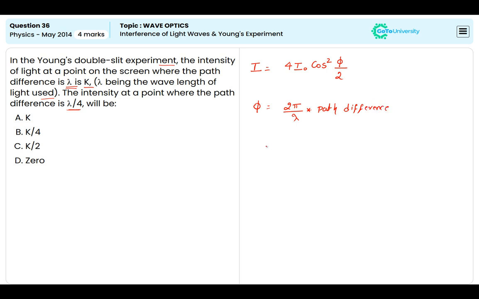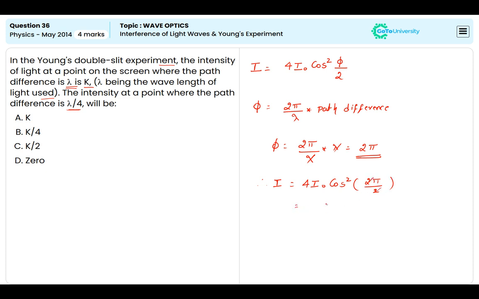When the path difference is lambda, phi is equal to 2 times pi divided by lambda into lambda. Lambda will get cancelled, so phi is equal to 2 pi. Therefore, I can substitute the value: I is equal to 4 times I naught into cos square of phi by 2, which is 2 pi divided by 2.